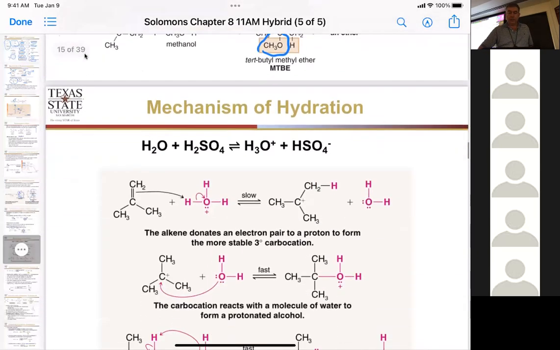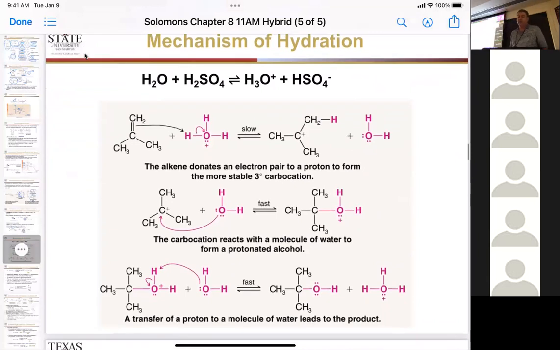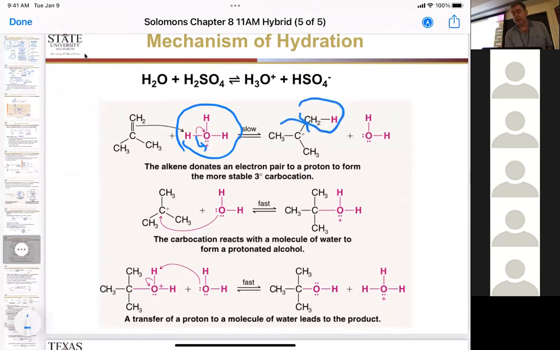Okay, so what is the mechanism? Well, it's the same as the other one. But here we're going to start with the hydronium ion right here. So that's a very acidic proton. So that means that our alkene is going to reach out and grab this and leave the electrons on the oxygen. So that gives us our hydrogen on the most hydrogen side and our carbocation, preferably a secondary or a tertiary.